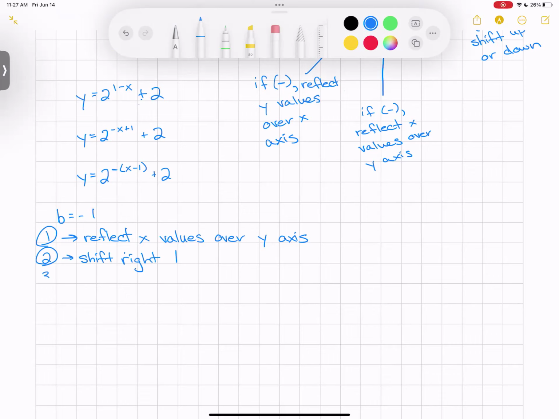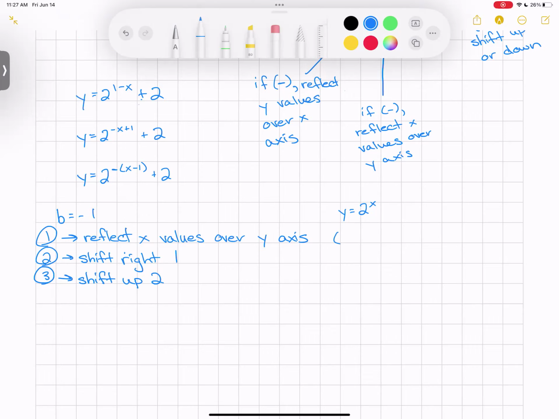And then the last thing we're going to do is that +2, our d value, which is going to shift the whole graph up 2. So if you need to graph this thing, what I would do is you can put out your standard points, and you can write this on your formula sheet, but your standard xy coordinates for y equals 2 to the x. This is in your notes too on page 5 of chapter 5.